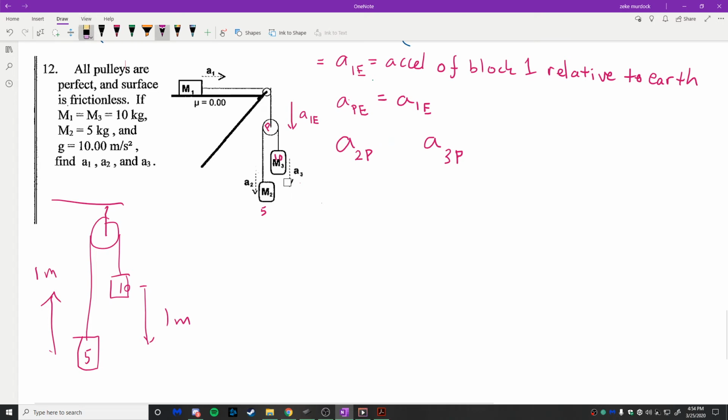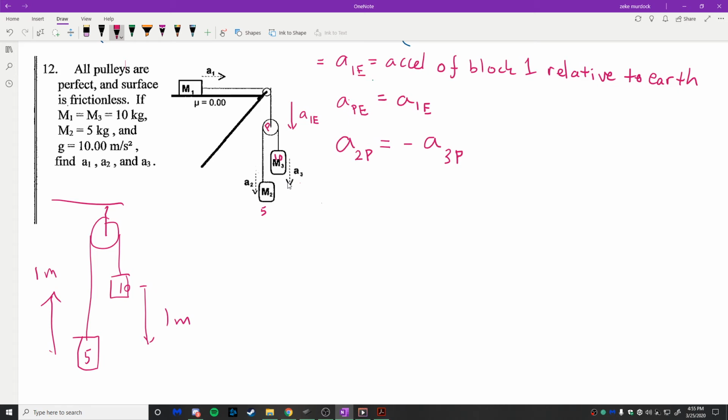Correct. That's right, exactly. So then what we have is A2 pulley and A3 pulley. How are these related to each other then? I had an equal sign, but they're actually not equal. How are they related to each other? One person say it. What is it? Exactly, like that, right? A2 pulley is going to be equal to the negative of A3 pulley. Everybody agree with that?